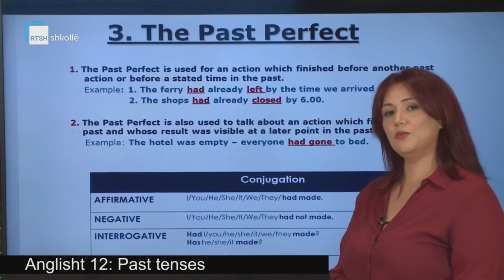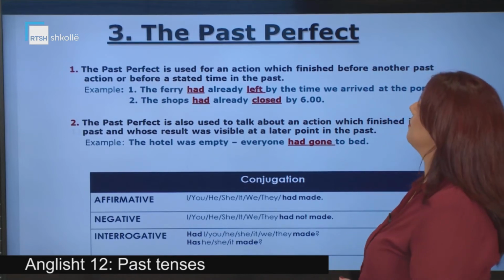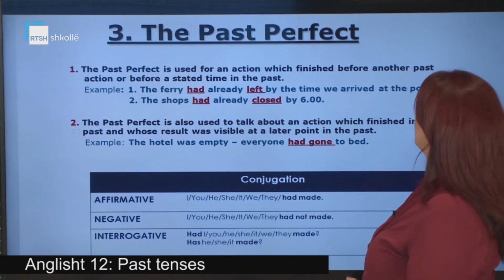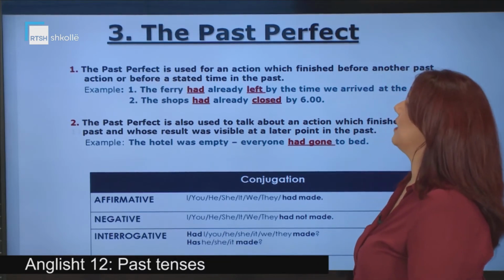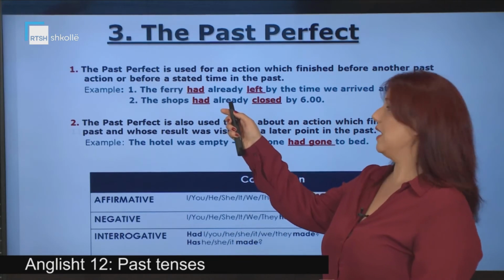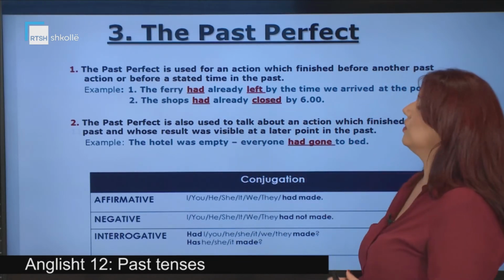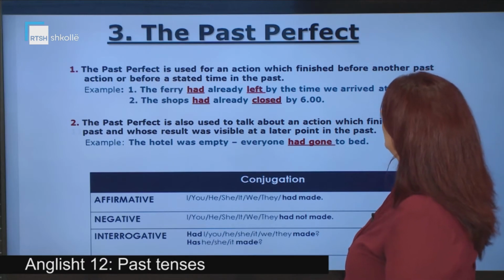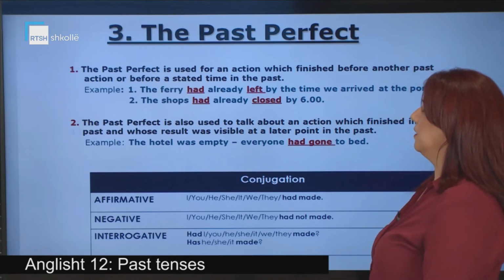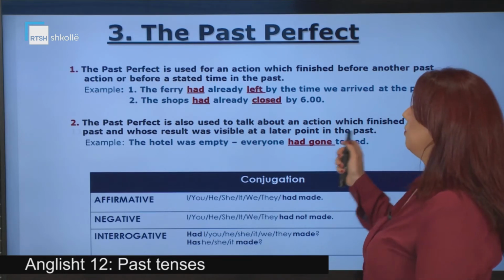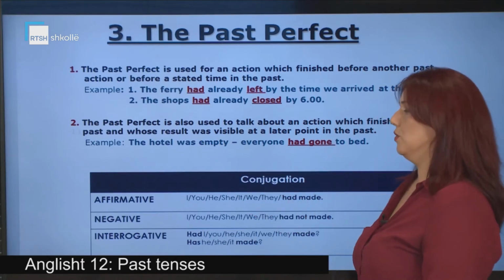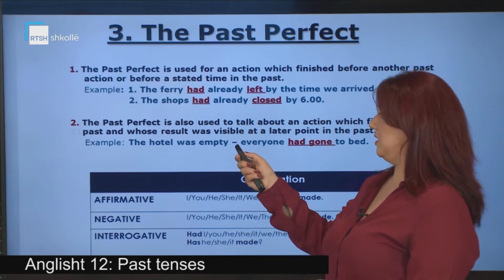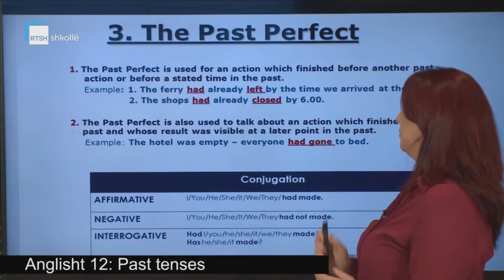Now, the third tense we're going to deal with is the past perfect. It is used for an action which finished before another past action or before a stated time in the past. For example, the ferry had already left by the time we arrived at the port, or the shops had already closed by 6 o'clock. Its second use is to talk about an action which was finished in the past and whose result was visible at a later point in the past. For example, the hotel was empty, everyone had gone to bed.